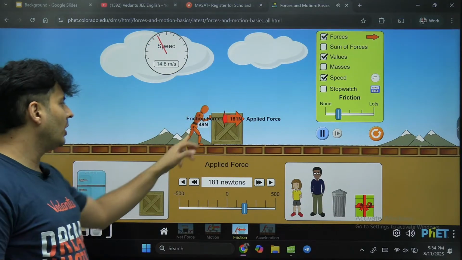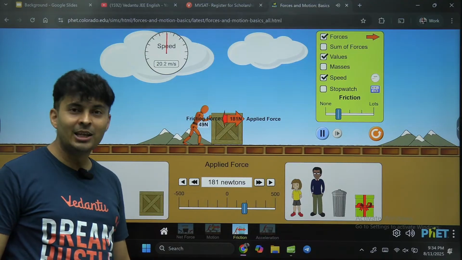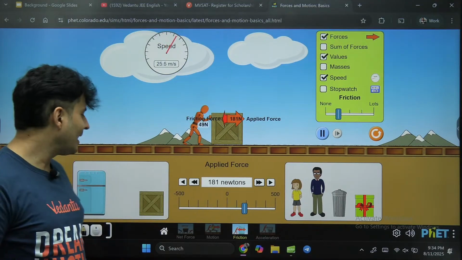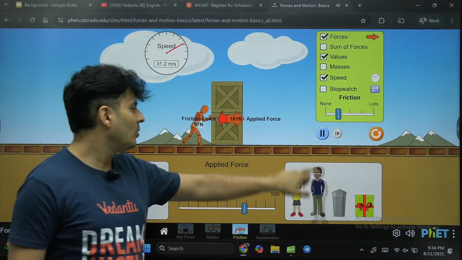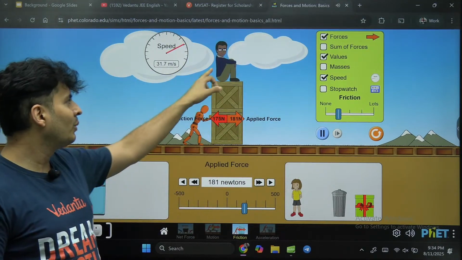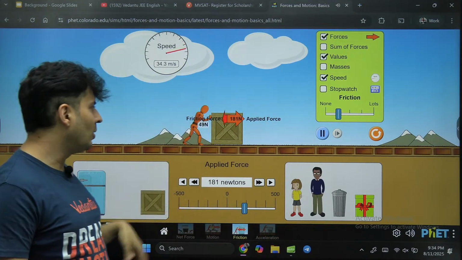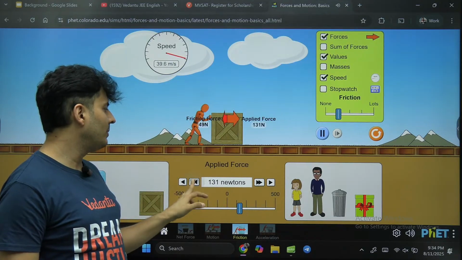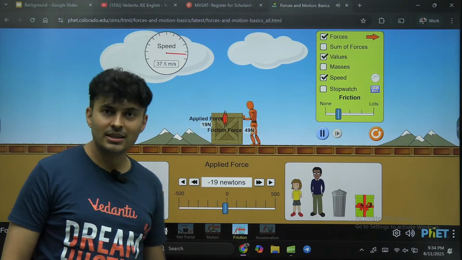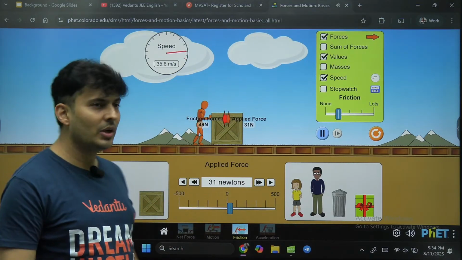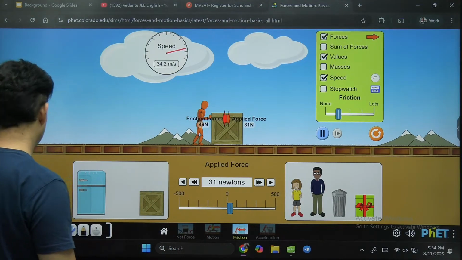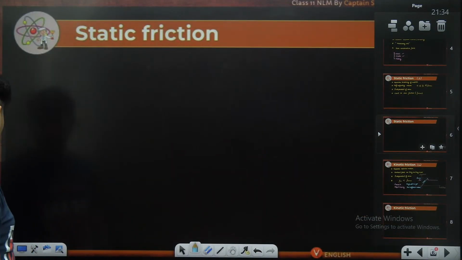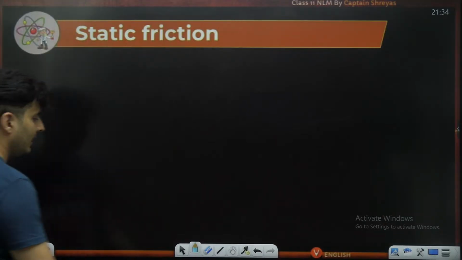Let's get rid of this block. You can see it becomes 49 Newton, almost like half. You increase the normal, kinetic friction increases. You add more weight, it will increase even more. So clearly, it is obvious that the kinetic friction also depends on the normal force. Is that right? Everybody with me on this? Okay, perfect. So let us write all these things down in the next slide.